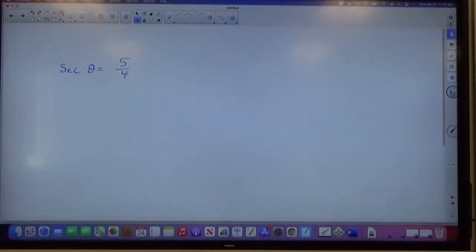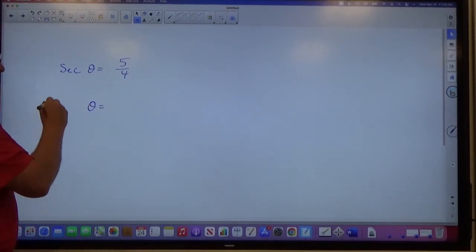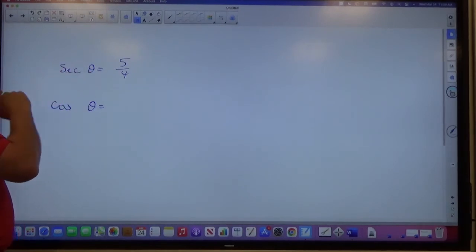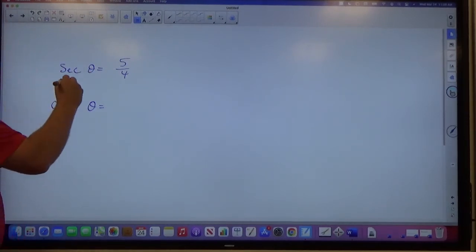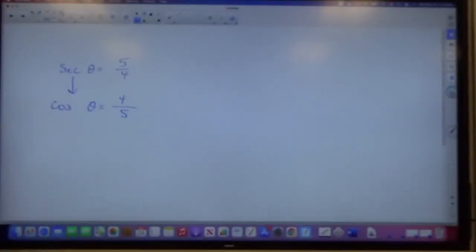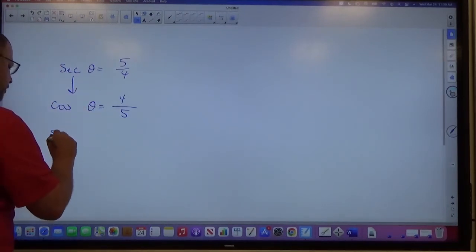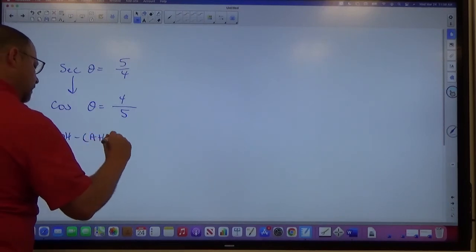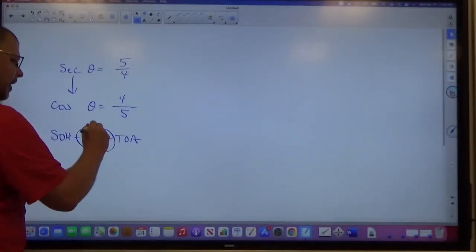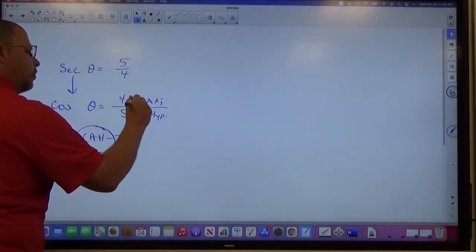Is secant part of SOHCAHTOA? SOHCAHTOA is sine, cosine, tangent, not secant, right? So if secant is 5/4, what do we know that's the reciprocal of cosine? So if they give you one of those other three, cosecant, secant, or cotangent, make sure that you write down its reciprocal function. So they give you secant, you can identify cosine, and then cosine, if we look at SOHCAHTOA, cosine comes from that, so this is adjacent over hypotenuse, and now we know two of the three sides, right?